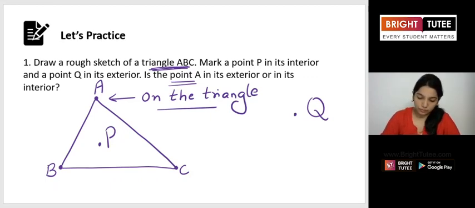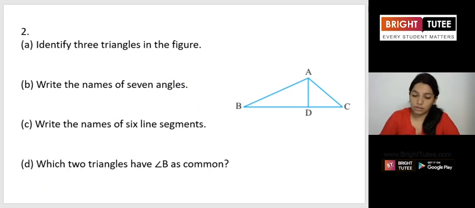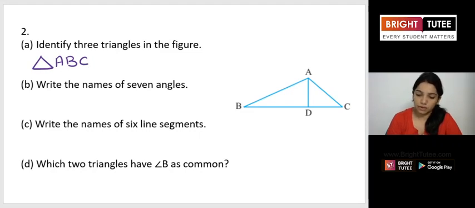Now moving ahead, look at this particular image. In this question, we need to identify 3 triangles in the given figure. So I hope you remember how we name the triangles. We are going to use the same method to write the names of the 3 triangles that we see in this image. Starting with the largest triangle, the biggest one is triangle ABC, right? So let's just mark this triangle here. This is the larger triangle ABC.